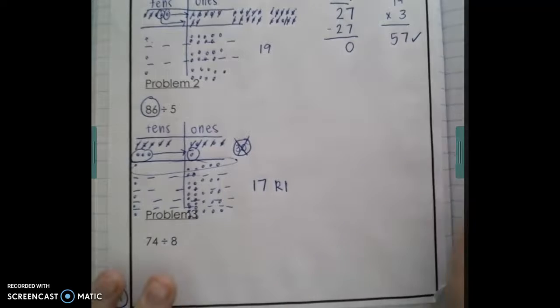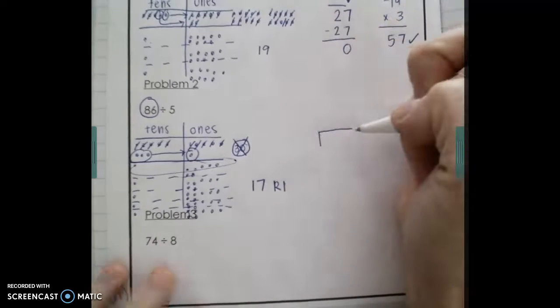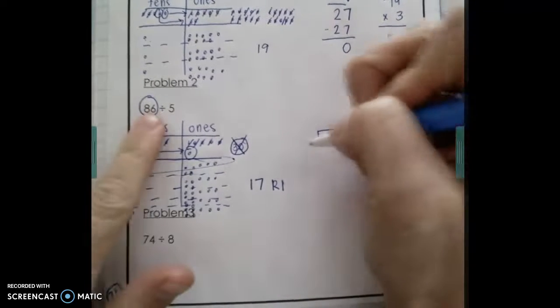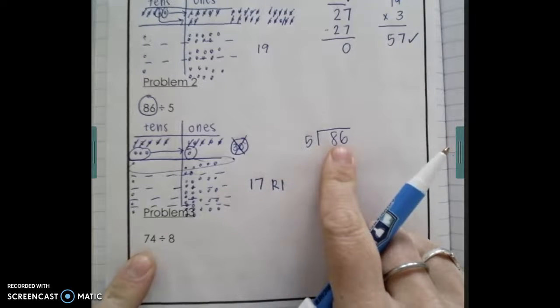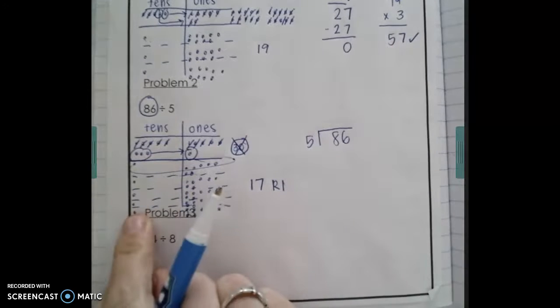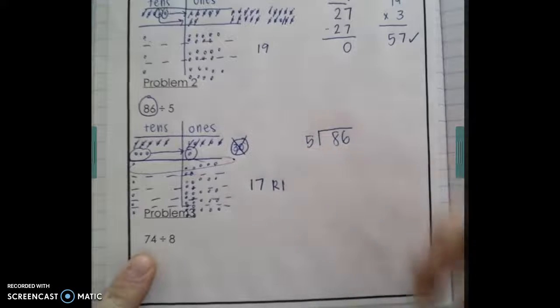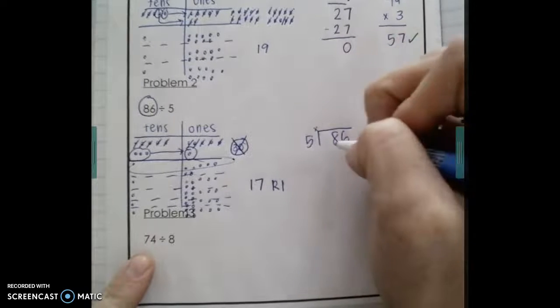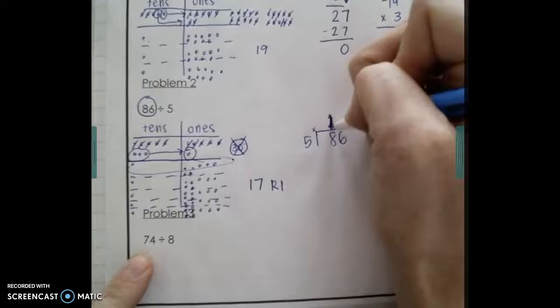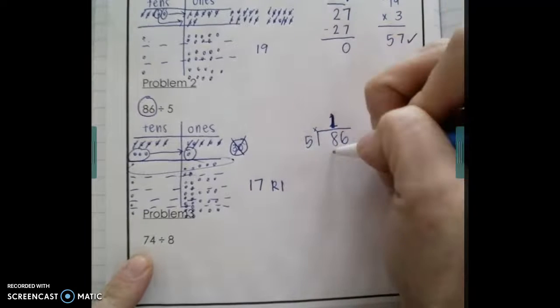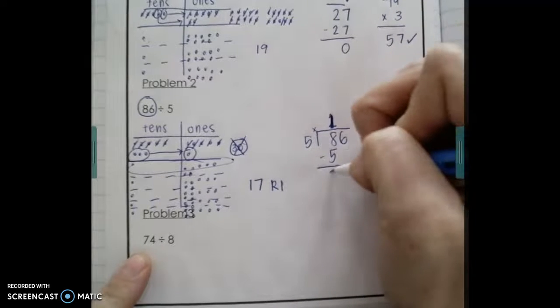So we're going to check this in our long division. So I'm going to put in my house, put my 86, my 5 on the outside. 5 goes into 8 how many times? Well, we said it goes in only 1 time. If I did 5 times 2, that'd be 10. That's too big. So it's just going to be 1. So 5 times 1 is 5, minus, I get 3.